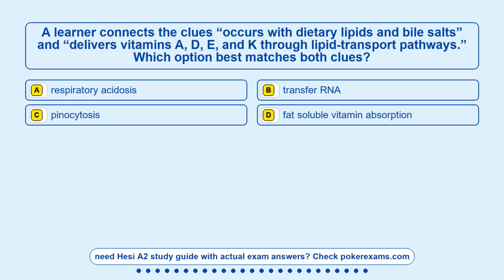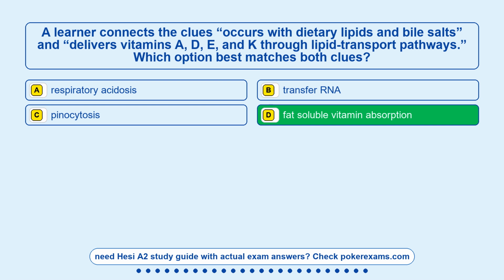Question 15. A learner connects the clues, occurs with dietary lipids and bile salts and delivers vitamins A, D, E, and K through lipid-transport pathways. Which option best matches both clues? Option A, respiratory acidosis. Option B, transfer RNA. Option C, pinocytosis. Option D, fat-soluble vitamin absorption. The correct answer is option D, fat-soluble vitamin absorption.